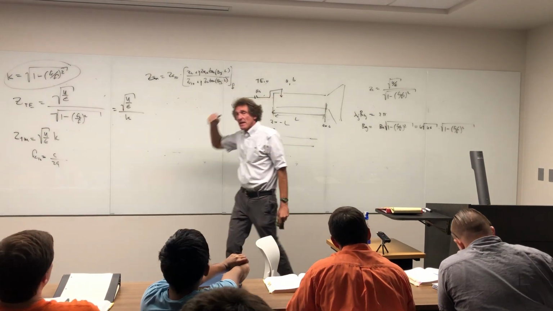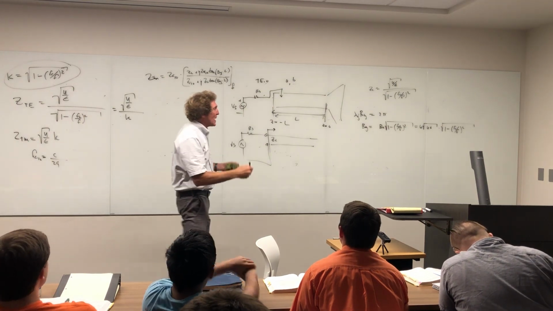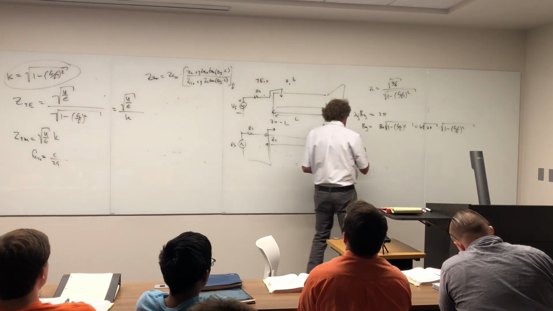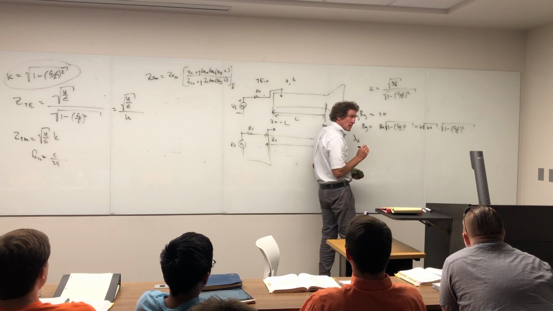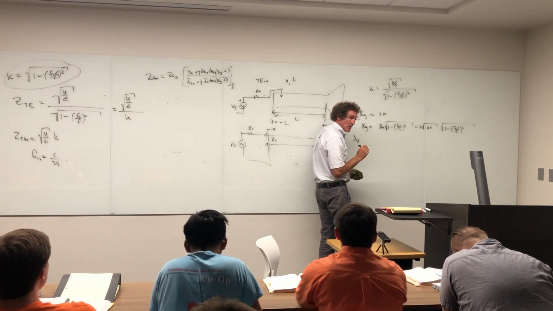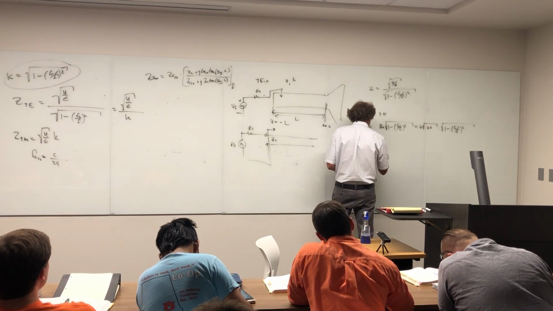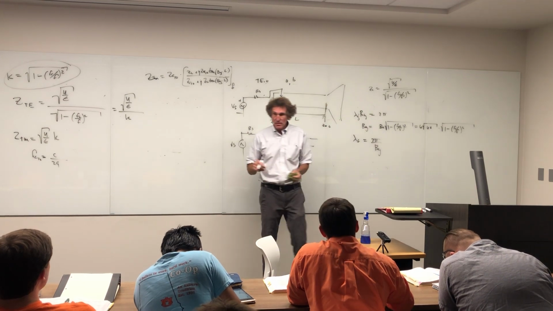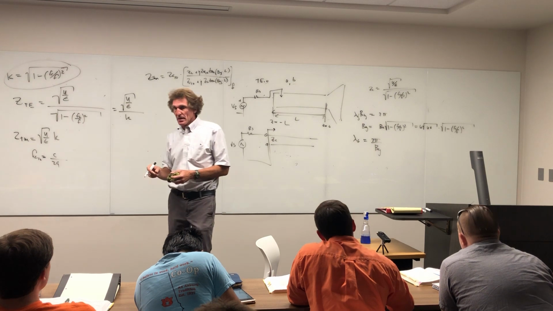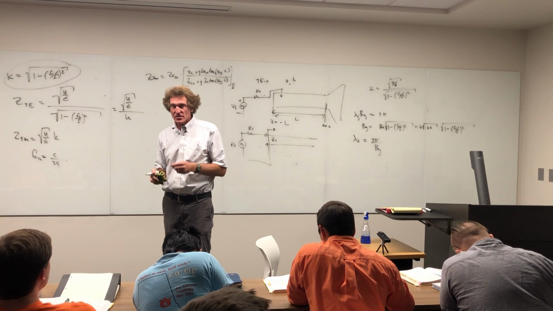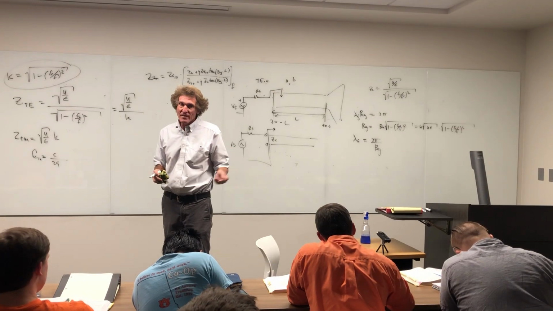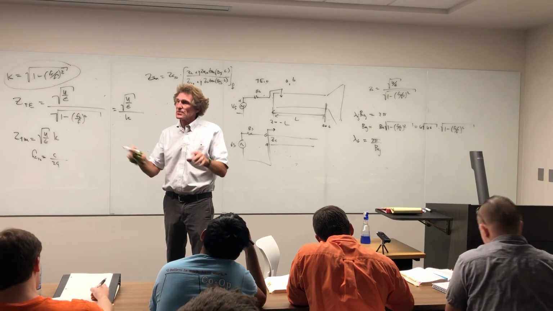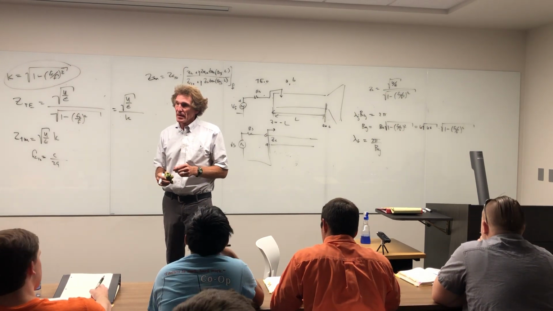Now, if that's beta in the guide, well, what is wavelength in the guide? Well, lambda in the guide here would be equal to 2 pi over beta in the guide. Are you with me? Everybody follow me on that? Just like, what is wavelength? Well, it's 2 pi over beta. That's the most fundamental definition, right?